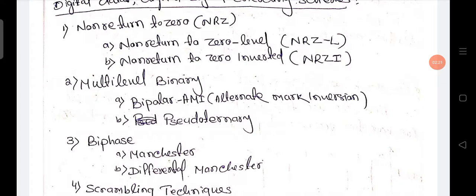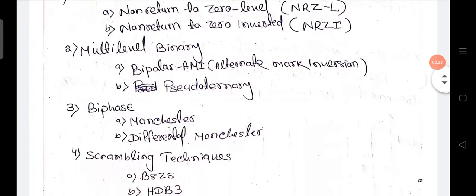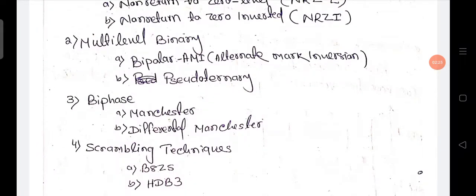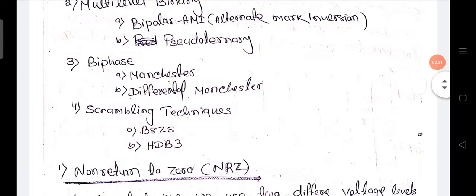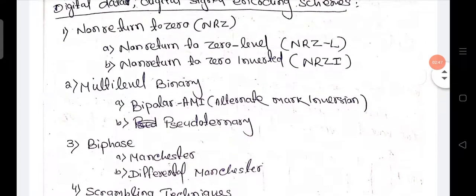Third one is biphase. Okay. Similarly, there are two types of biphase: Manchester and differential Manchester. Okay. Then the fourth type of techniques are scrambling techniques. Okay. And these scrambling techniques are of two types. One is B8ZS and HDB3.